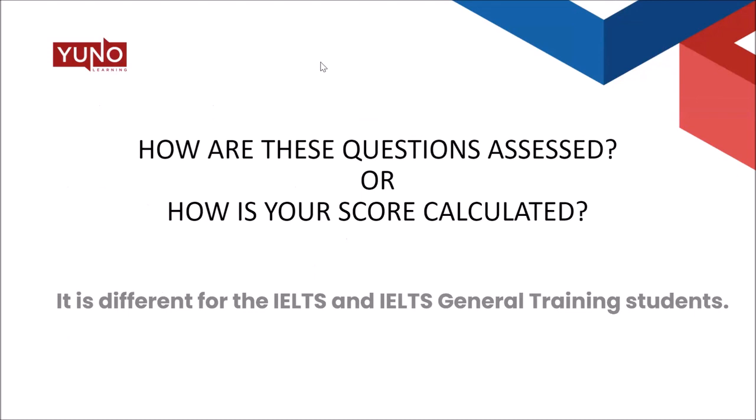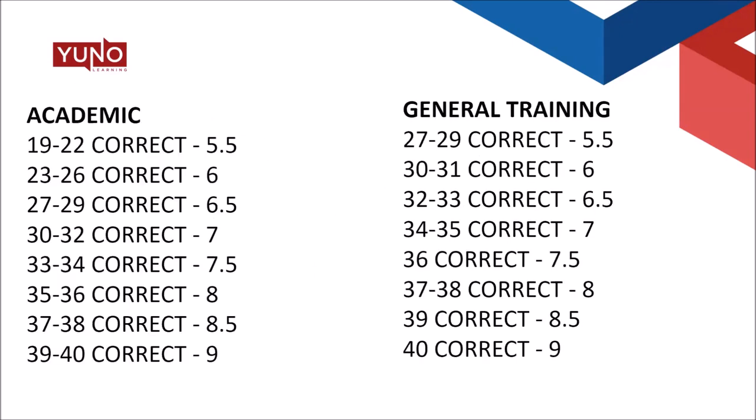So let's understand how these questions are assessed, or how your score is calculated. So how are you assessed? Based on your correct answers. Now it's different for the academic students. So in the academic, if you get 39 to 40 correct answers, you get a band score 9. Whereas in the general training test, you get a band score 9 only if all 40 answers are correct.